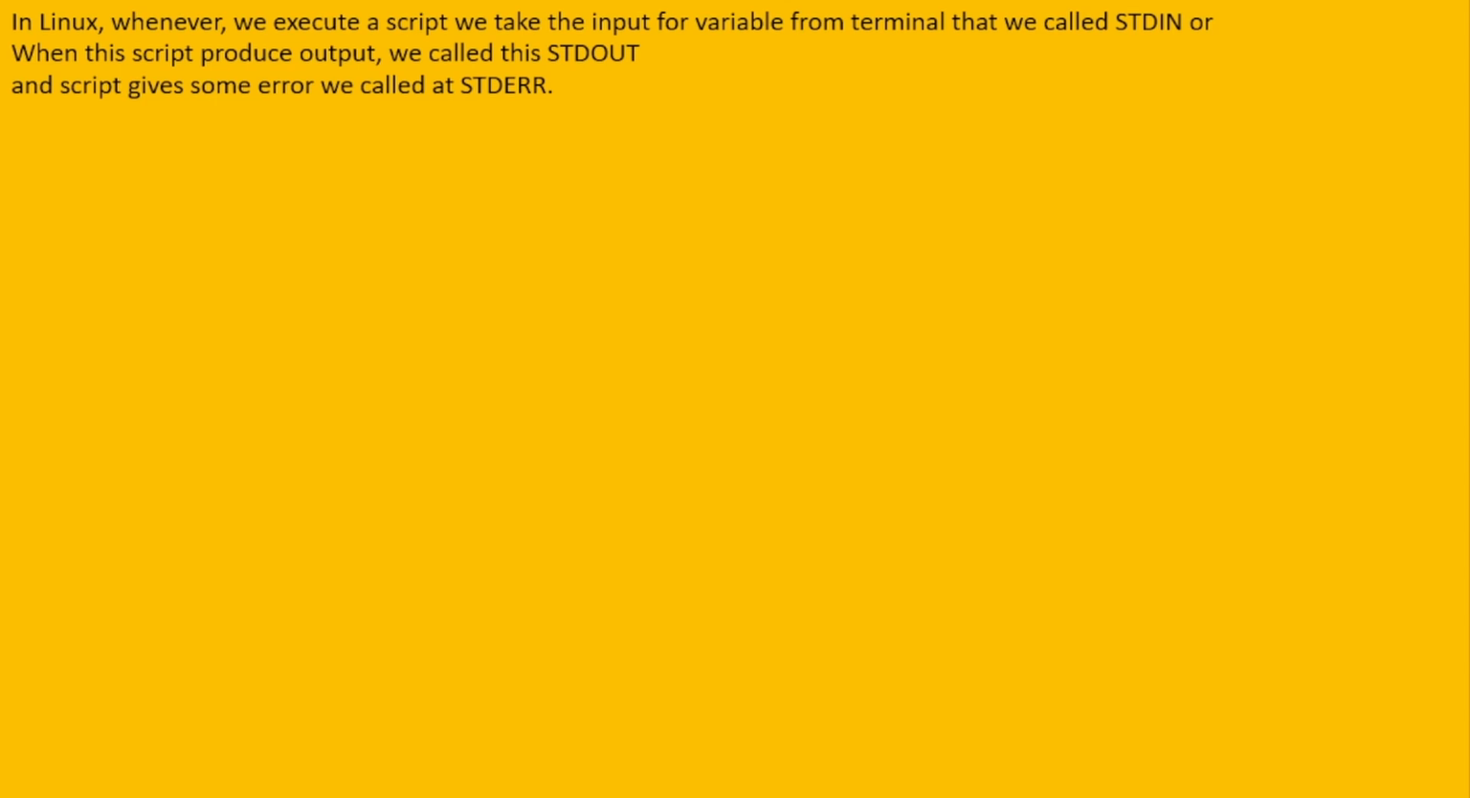So let's move ahead in Linux. Whenever we execute a script, we take the input for variables from the terminal, which we call stdin. And when the script produces output, we call it standard output, stdout. And if the script gives some error, we call it stderr. Right. So now you need to think about this philosophy and concentrate on our next topic, foreground mode, so that you can understand better.